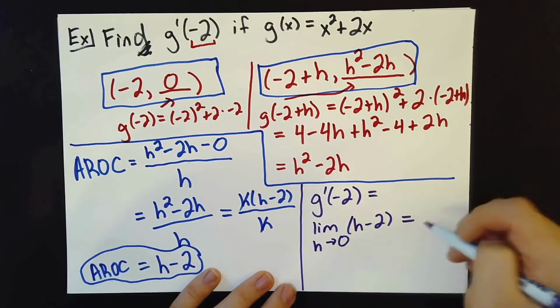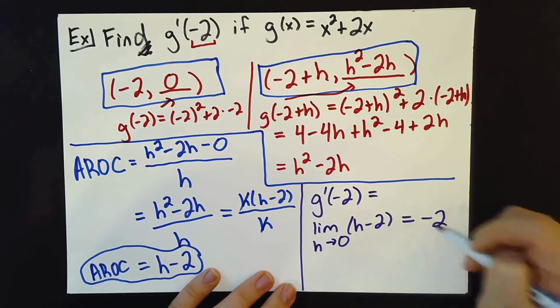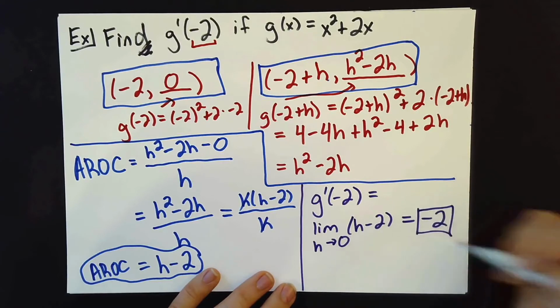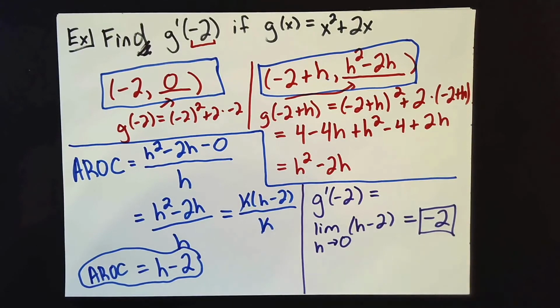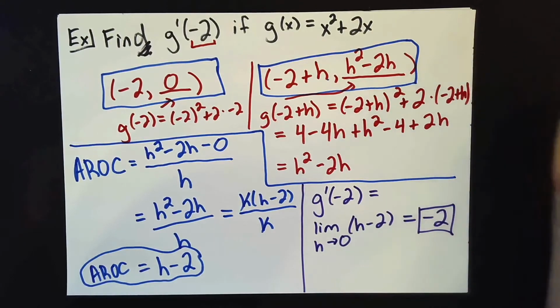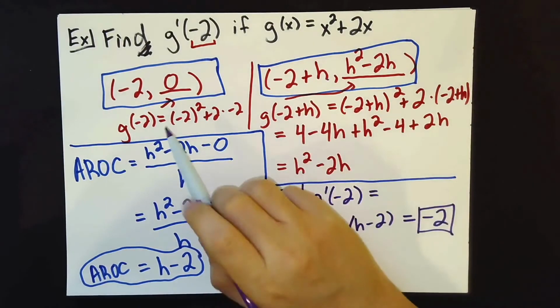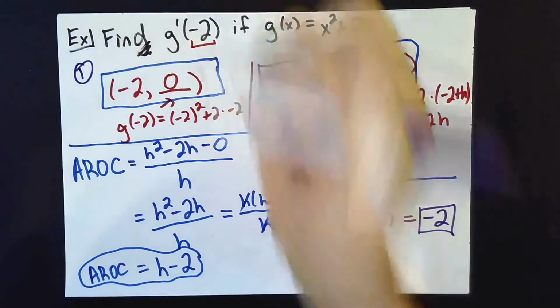And that is minus 2. So that is the answer. Okay. So really, this is a 3-step process. The first step is write down your 2 points.